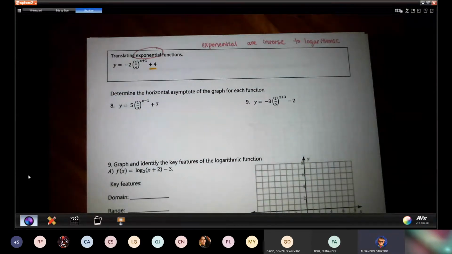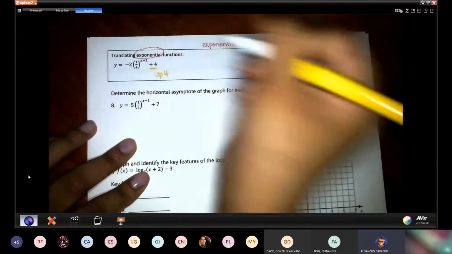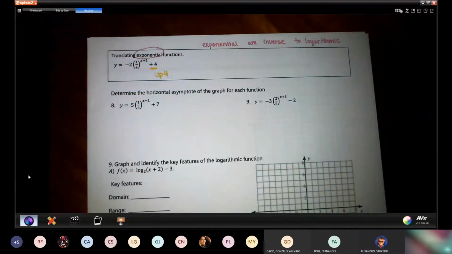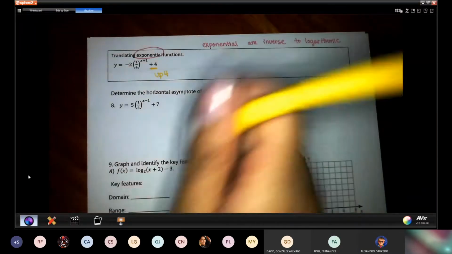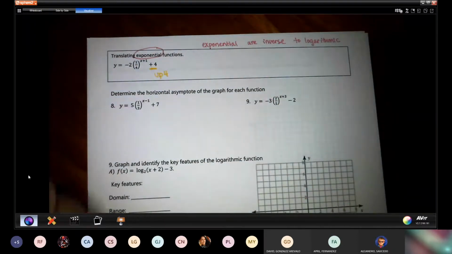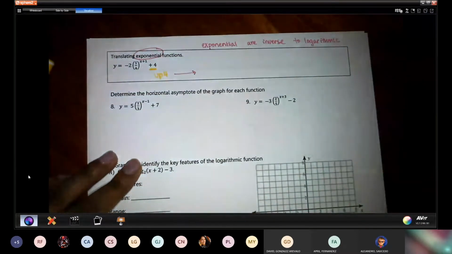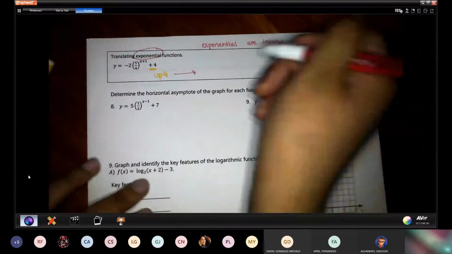Exponential. But what kind of transformation? Up 4. Remember, up 4. Yes, up 4. Very good. All right, so this is going to be up 4. And for now, that would be a vertical shift, right? But when we're doing exponential, remember that's an inverse, right? Whenever we do exponential, we're switching what we do. So that becomes the new horizontal asymptote, okay?